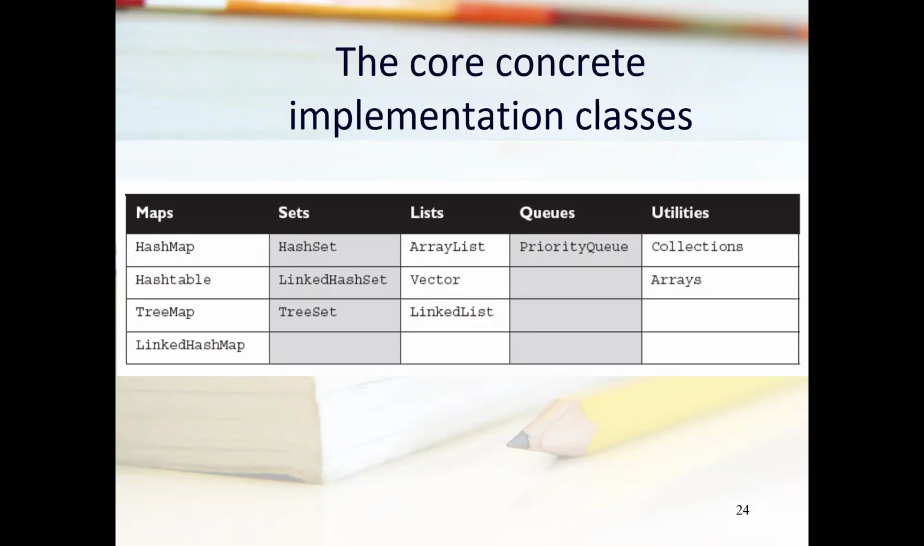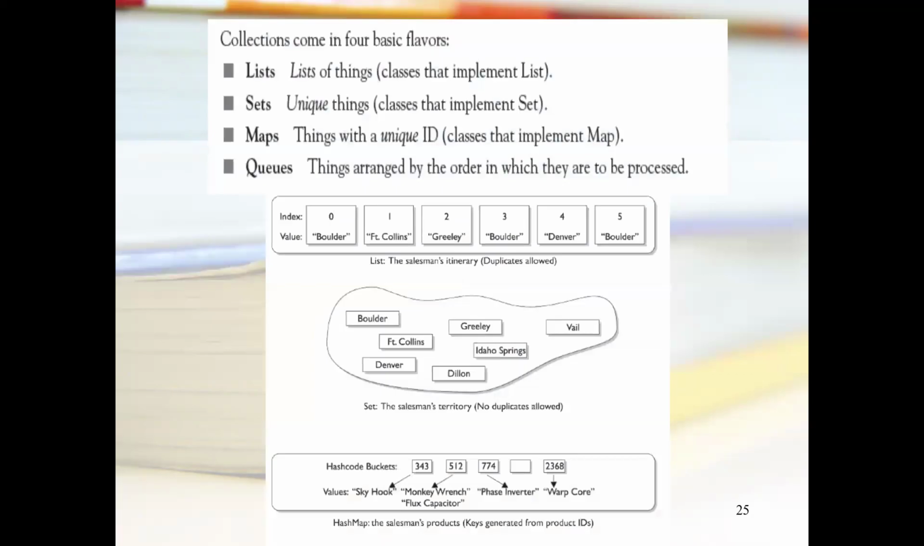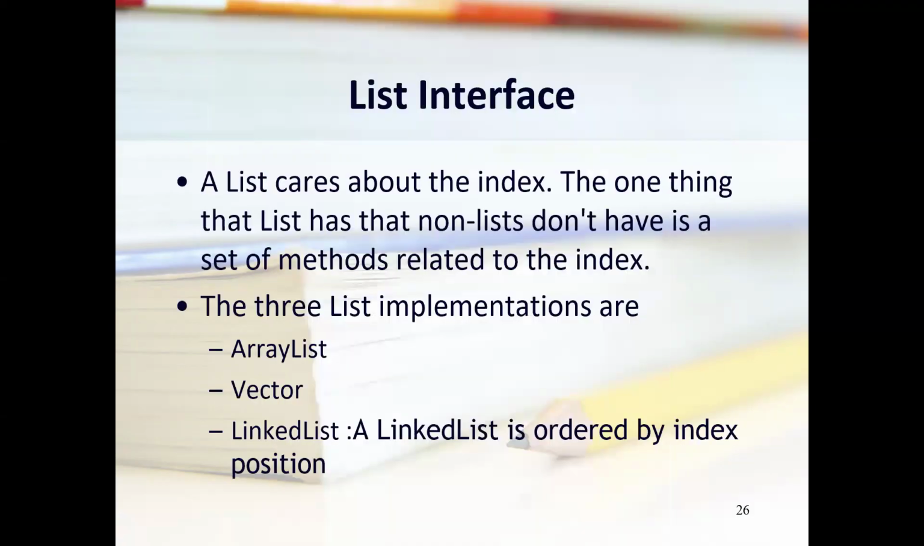Here we're going to talk about lists, and under this, the ArrayList. List means a list of things, set means unique things, map means things with a unique ID, and queue means things arranged in the order in which they are to be processed. We're already familiar with arrays, so I'm going to talk about the list. The List interface has ArrayList, Vector, and then the LinkedList as well.